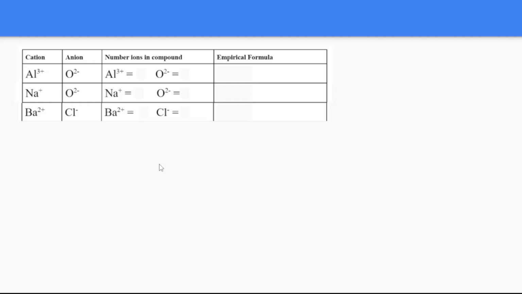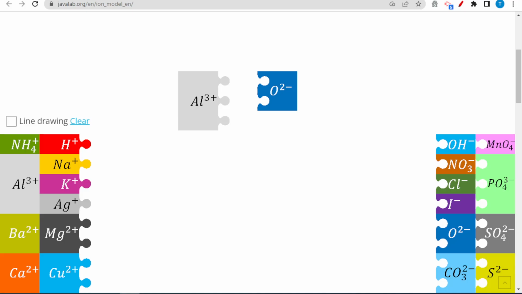Let's look at some examples. So if you have aluminum and oxide ions, how would you write the formula? Now there are several different ways to do this. We are going to look at one way to write these formulas. In this example, we have aluminum and oxygen, or oxide. You notice that we have one aluminum and one oxide, and together that does not equal 0.